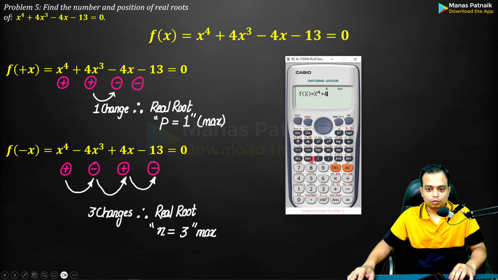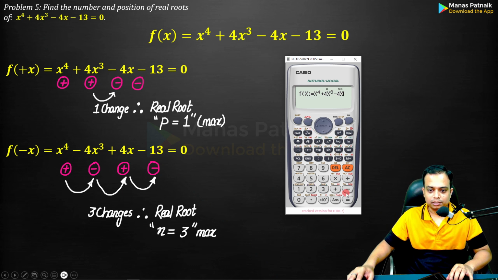Plus 4x cube. What else? Minus 4x. What else? Minus 13. So this is your function, g of x. There is no other function.